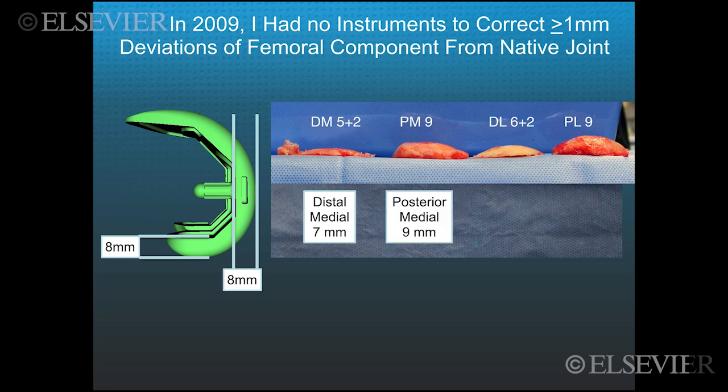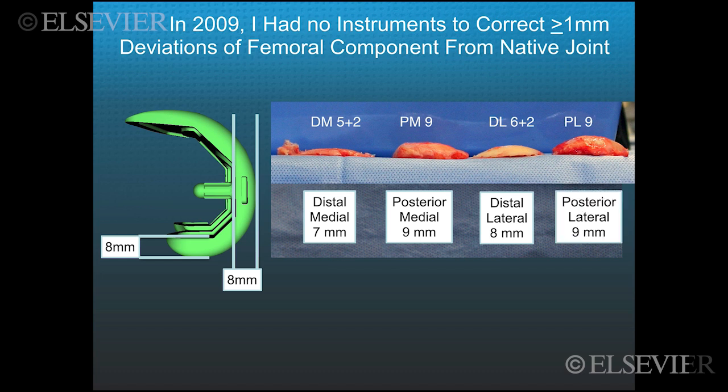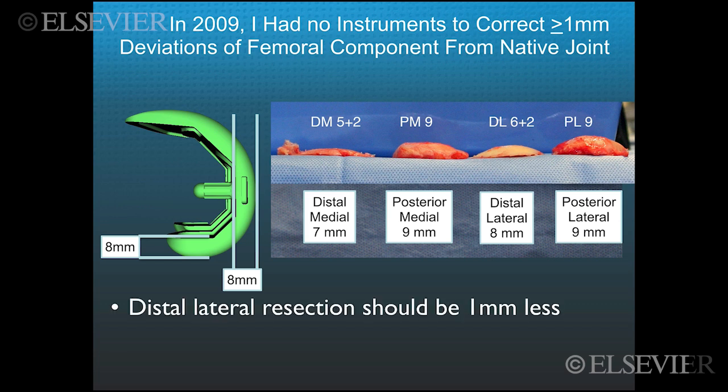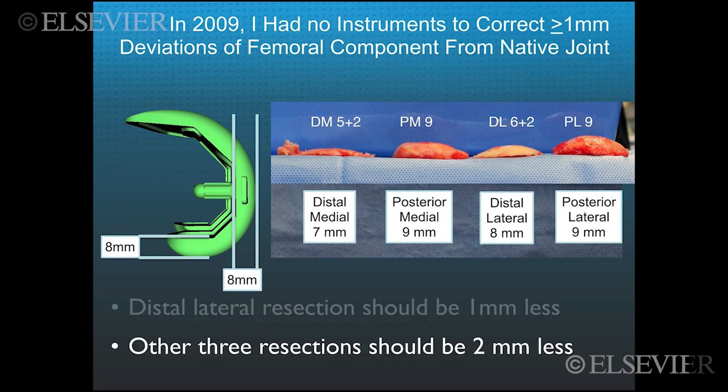The posterior medial should have been 7 because there's no cartilage wear and there's a millimeter curve of the blade, and it was 9. The distal lateral should have been 7 because there was no cartilage wear, but it was 8, and the posterior lateral should have been 7, but was 9. So we did not do the femur right, and that led to an instability. We would not have this problem in 2019 because we now know to adjust these measurements. We have better instruments now to make these distal and posterior femoral cuts.